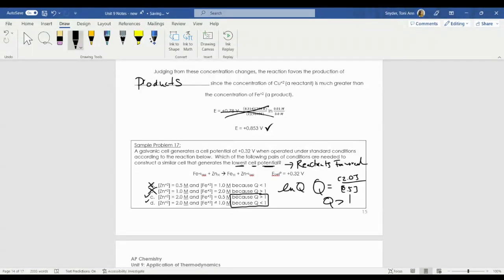And the same thing is true for this. I'm going to get a value of 2. Q is greater than 1. This second one says that Q is less than 1. So that can't be true. So your answer is going to be C for this one.